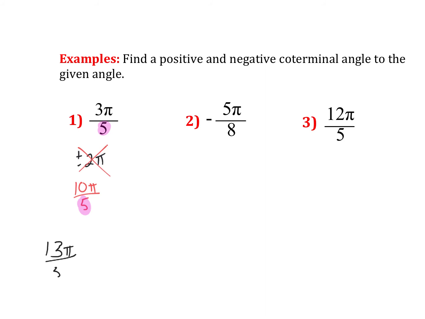Ooh, that's a nasty 5. And then we're going to have 3 pi minus 10 pi, so negative 7 pi over 5.